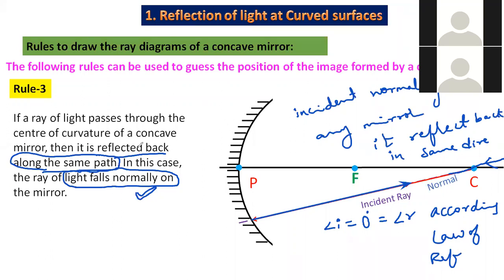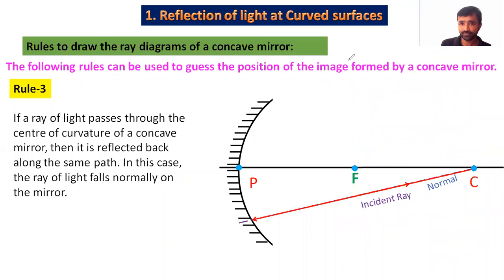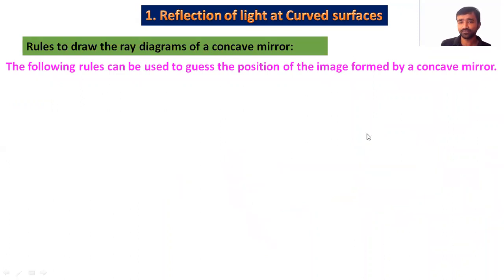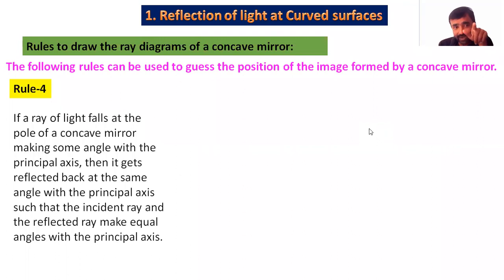Right. So we will go for the next rule here. Actually, in your textbook, there are only 3 rules. I'm giving you the 4th rule. Right? So what is that 4th rule? Here the 4th rule is, what happens if the light ray is incident at the pole?